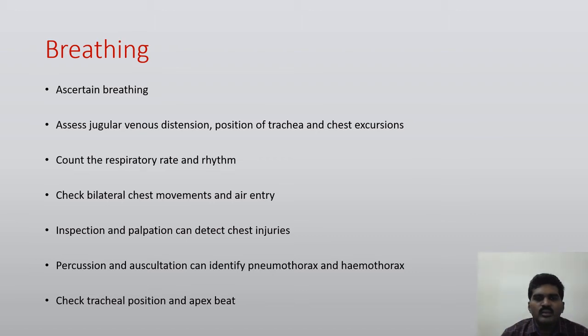Check bilateral chest movements and air entry by auscultation. Inspection and palpation can detect chest injuries. Percussion and auscultation can identify whether pneumothorax or hemothorax is present. Check tracheal position and the apex beat.